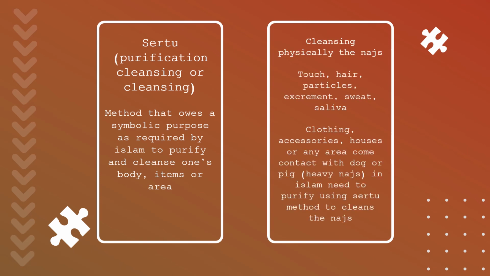Basically, any clothing, accessories or any area that comes in contact with a dog or pig, which is known as najis mughalazah, which is heavy najis, needs to be purified using the sertu method. It is to cleanse the najis. Every part of the dog or pig is considered najis, whether it comes from the hair, sweat or saliva.